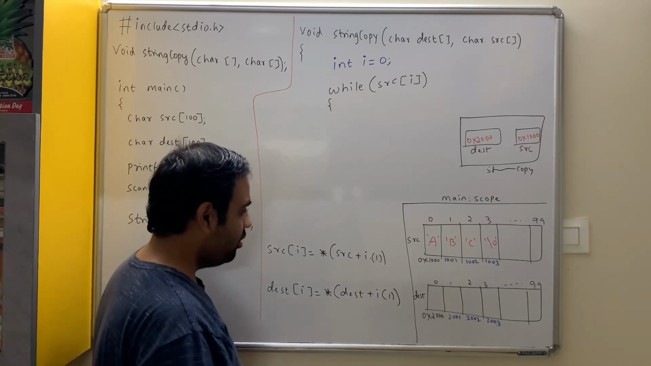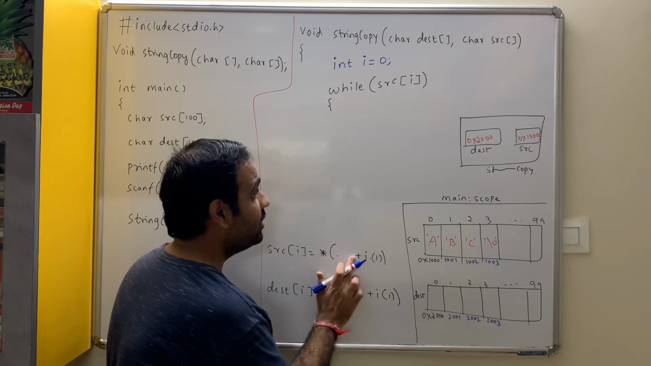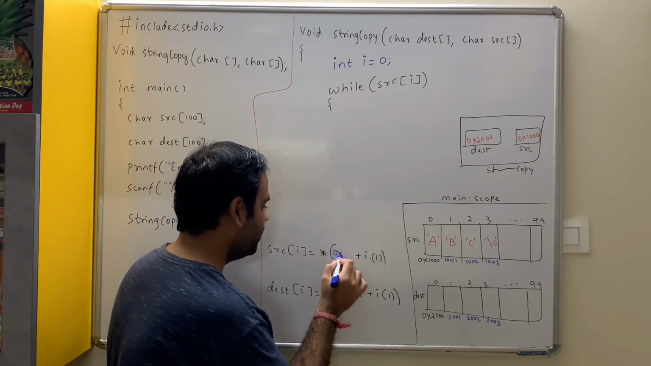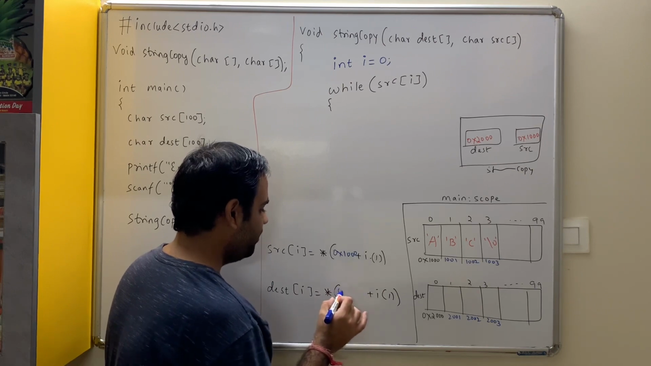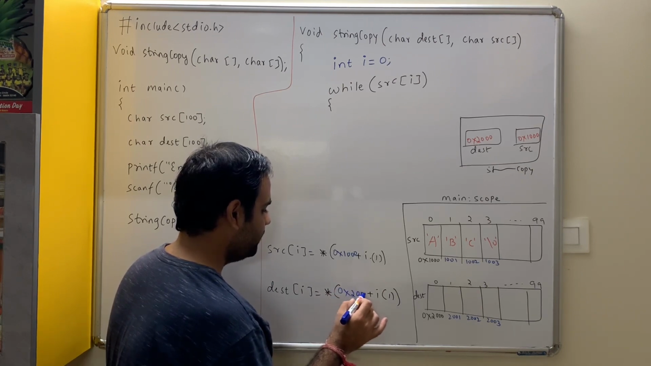Now what is the value of source in this function? The value of source in this function is 1000. And what is the value of destination in this function? The value of destination is 2000.